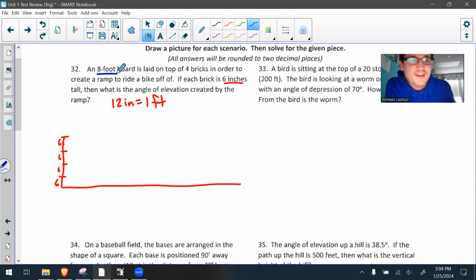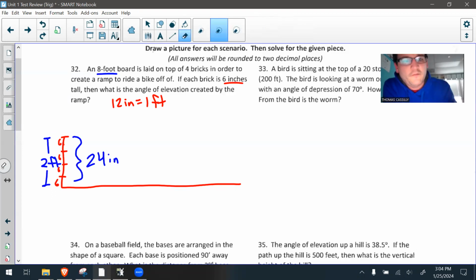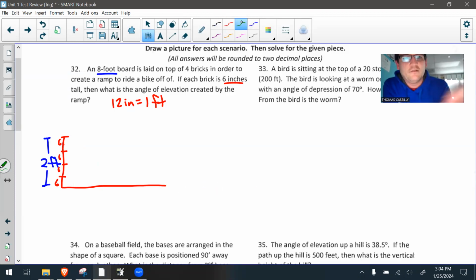So 6 inches. If we look here, this is 24 inches. But 24 inches is 2 feet, so that's what I'm going to use. I'm going to use 2 feet. So we have a 2-foot vertical, like we're stacking all these bricks, and it ends up being 2 feet. Now, we also have a board that is 8 feet long.